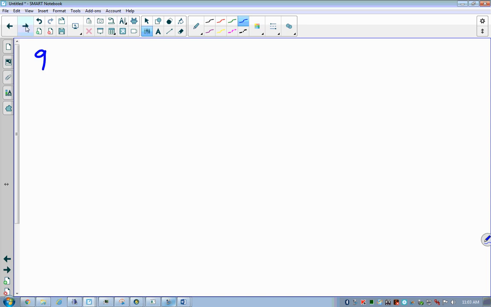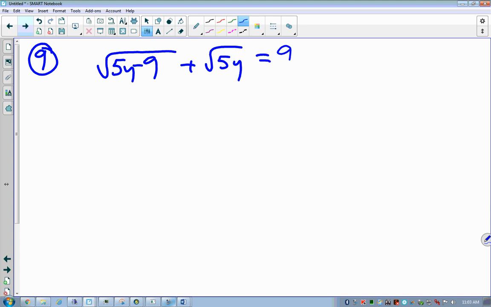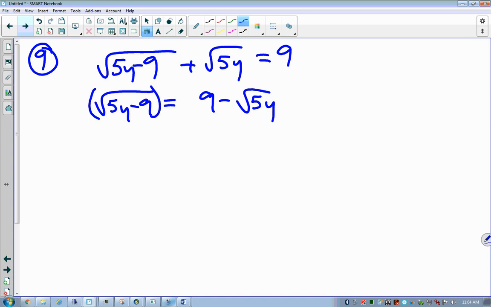Question number 9. All right. Okay. So we've got square root of 5y minus 9 plus the square root of 5y equals 9. Well, you had a question like this on your last test, except it was easier, right? In this one, we've got square root of 5y minus 9. I'm going to subtract. Okay, so I get equals 9 minus square root of 5y. Okay, now to get rid of the square root on the left-hand side, I have to square both sides.